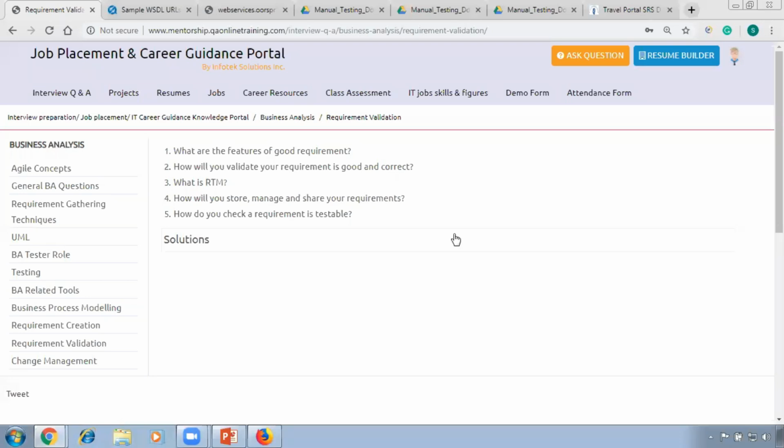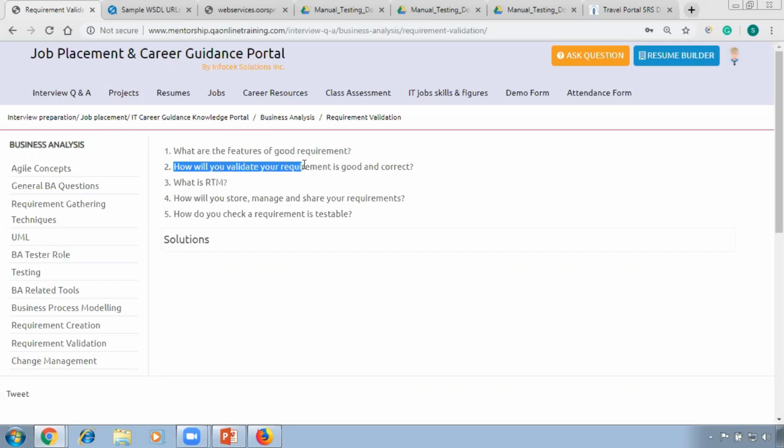Hello everyone, here we will discuss questions related to requirement validation. So the first question is, what are the features of a good requirement? When you call it a good requirement, your requirement should be easy. It should be written in simple language. It should be self-explaining, short, precise, and to the point. So these are the features of a good requirement.